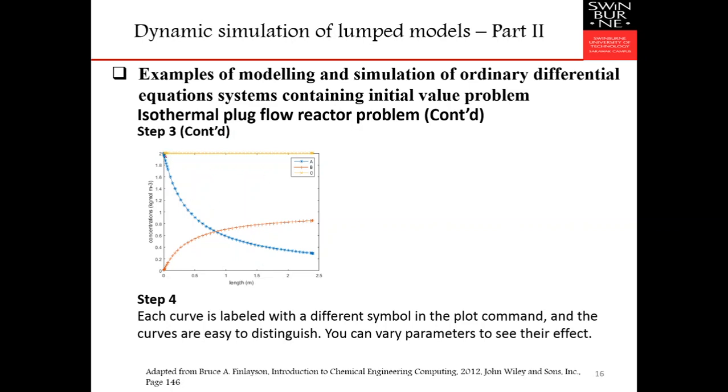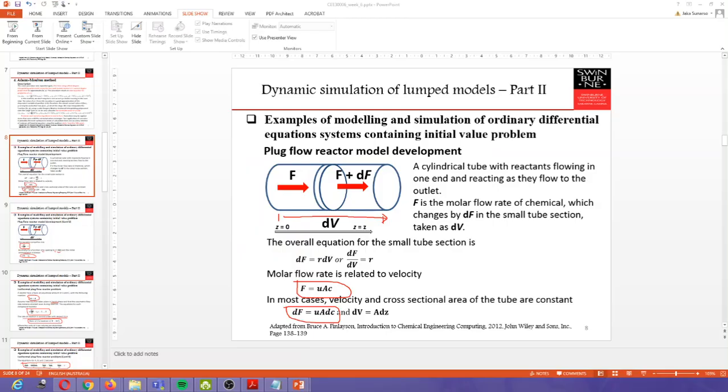You can see that the concentration of A decreases with increasing length. The concentration of B increases. C here does not get consumed during the reaction, so its value stays constant. So this is an easy example of dynamic lumped models. I will cover this example in this video and move to another example in the next video to limit the length of the video. So thank you for listening.